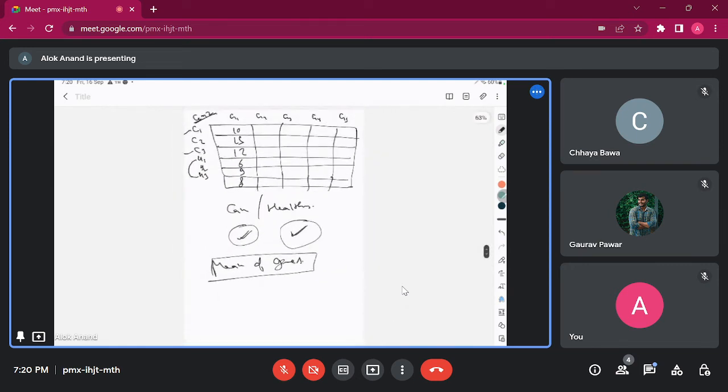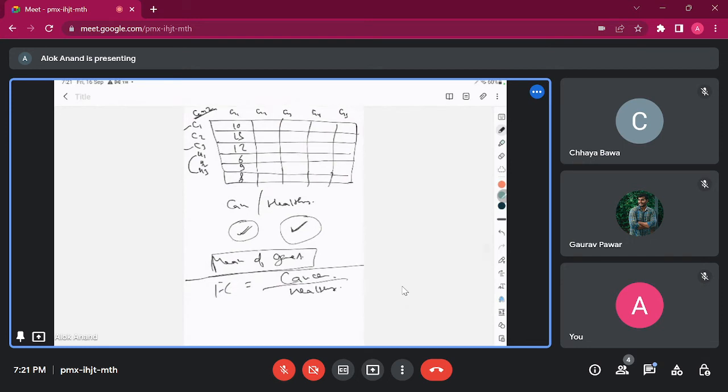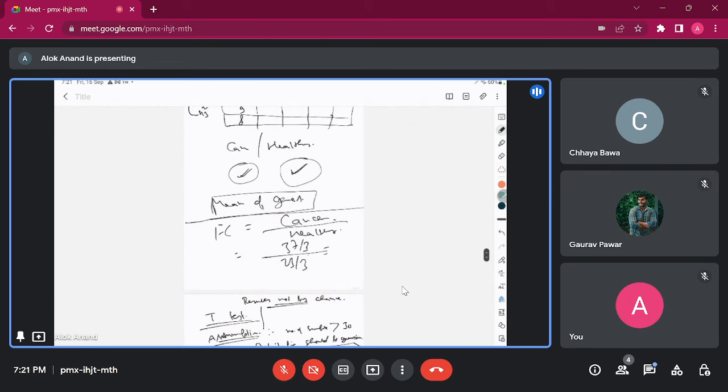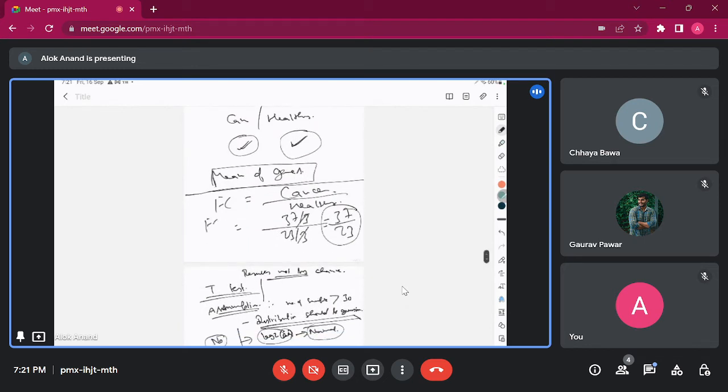Just try to see here. Fold change will be cancer upon healthy. कैंसर में कितना है? 10, 15, 12, 12, 15, 27, 37 डिवाइड बाई 3 अपॉन हेल्दी में कितना है? और जो 15 और 8, 23 डिवाइड बाई 3, 3 कट जाएगा यहाँ पे, 37 अपॉन 23। फाइन.